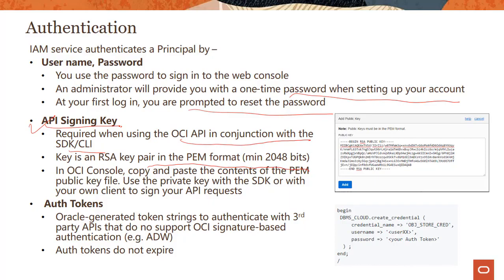So for example, if you are using an autonomous data warehouse and you want to, let's say, pull data from object storage, you would have to write this small code here so that your autonomous data warehouse can authenticate against object storage. So you have a username here, and instead of the password, you provide your authentication token, which is provided by OCI. Now, one thing to keep in mind is authentication tokens do not expire.